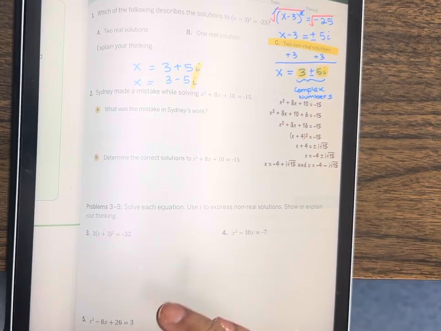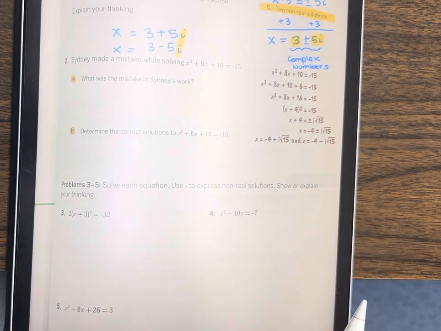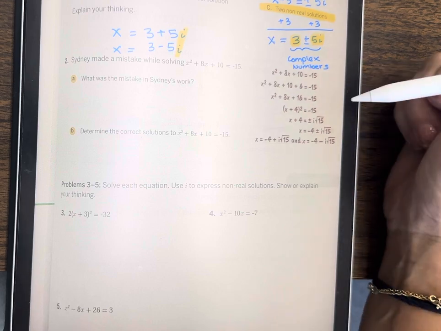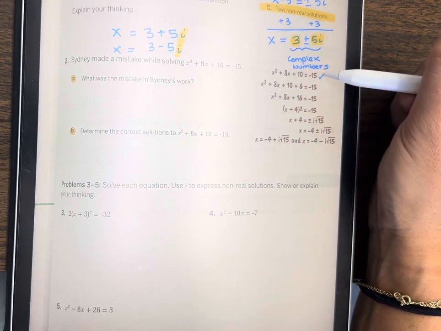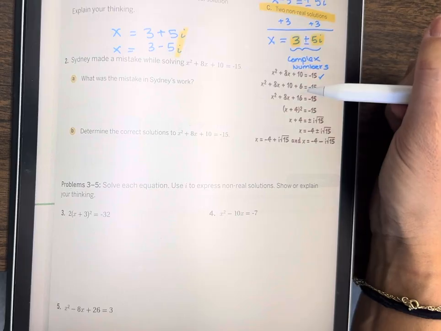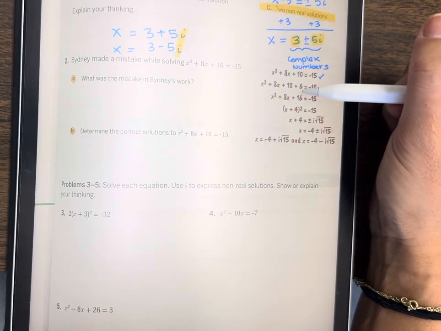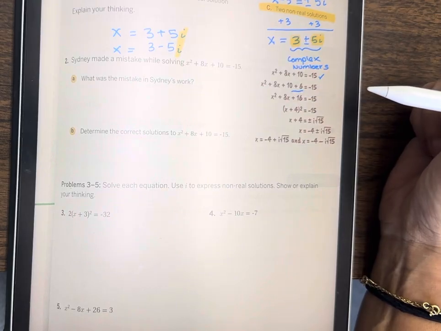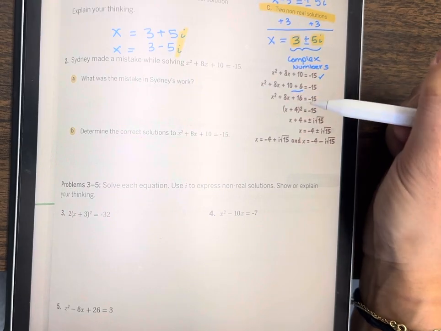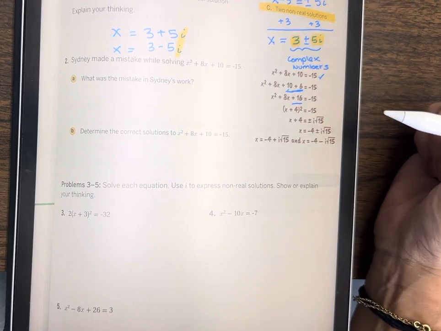Okay. Sydney made a mistake while solving this equation. Where's the mistake? Let's see. Sydney took this equation, wrote it down correctly. Check. Sydney decided to add a 6. I wonder why. Let's see why. Then 10 plus 6 became 16.